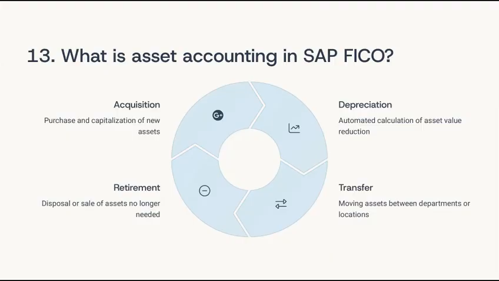13. What is asset accounting in SAP FICO? Asset accounting, FI-AA, handles the entire life cycle of fixed assets from acquisition to retirement. It manages depreciation, asset transfers, and asset reporting, and it's fully integrated with GL.